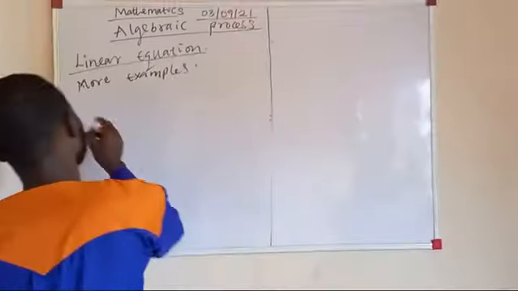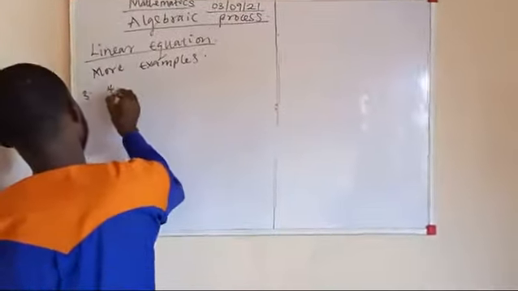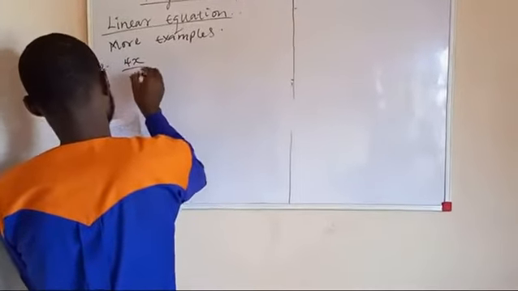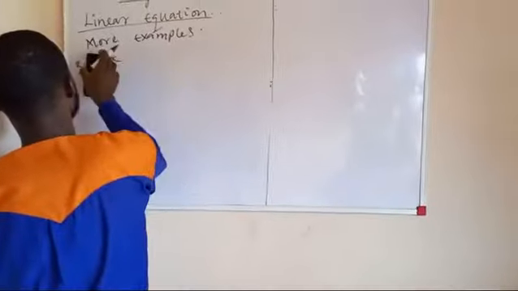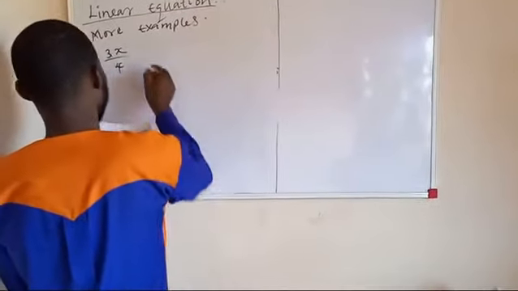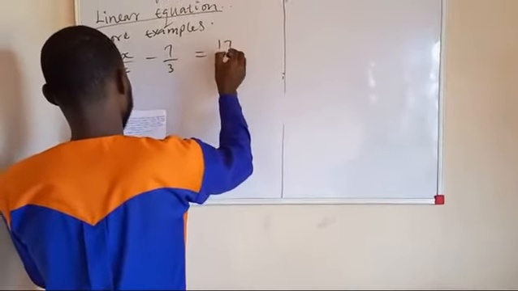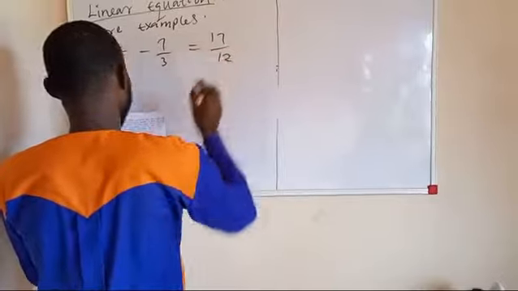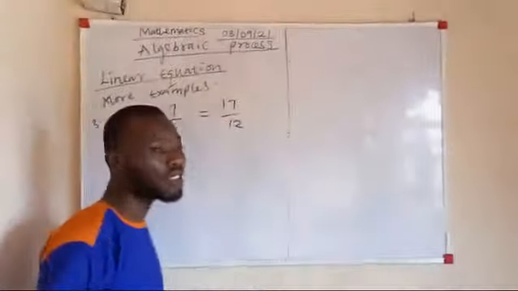Okay, example 3. We have 3x divided by 4 minus 7 divided by 3 is equals to 17 divided by 12. If you take a look at this one, it involves fractions.